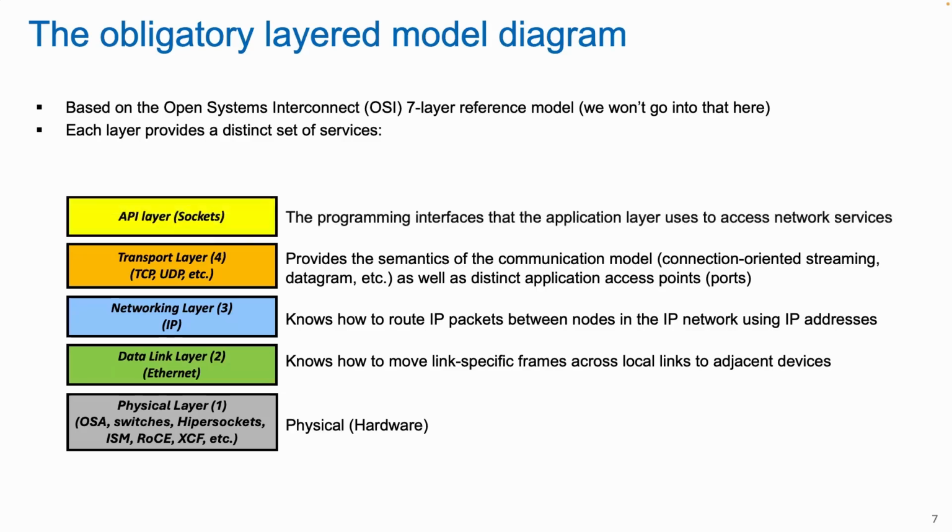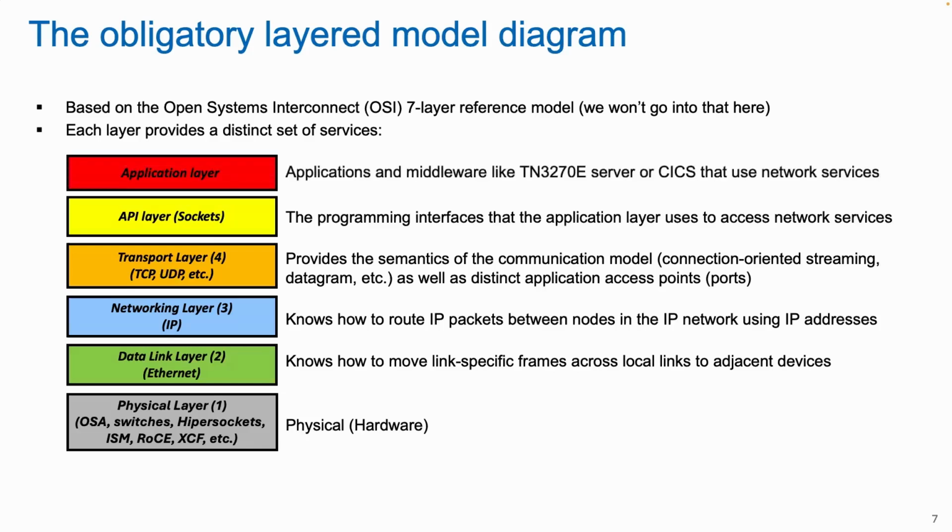The API layer, that is actually just the programming layer. That's the interface where applications actually will get into the networking stack and either send or receive packets over the network. And then the final layer, obviously, is the application layer. These are your CICS, your DB2s, et cetera, where you actually require network access.